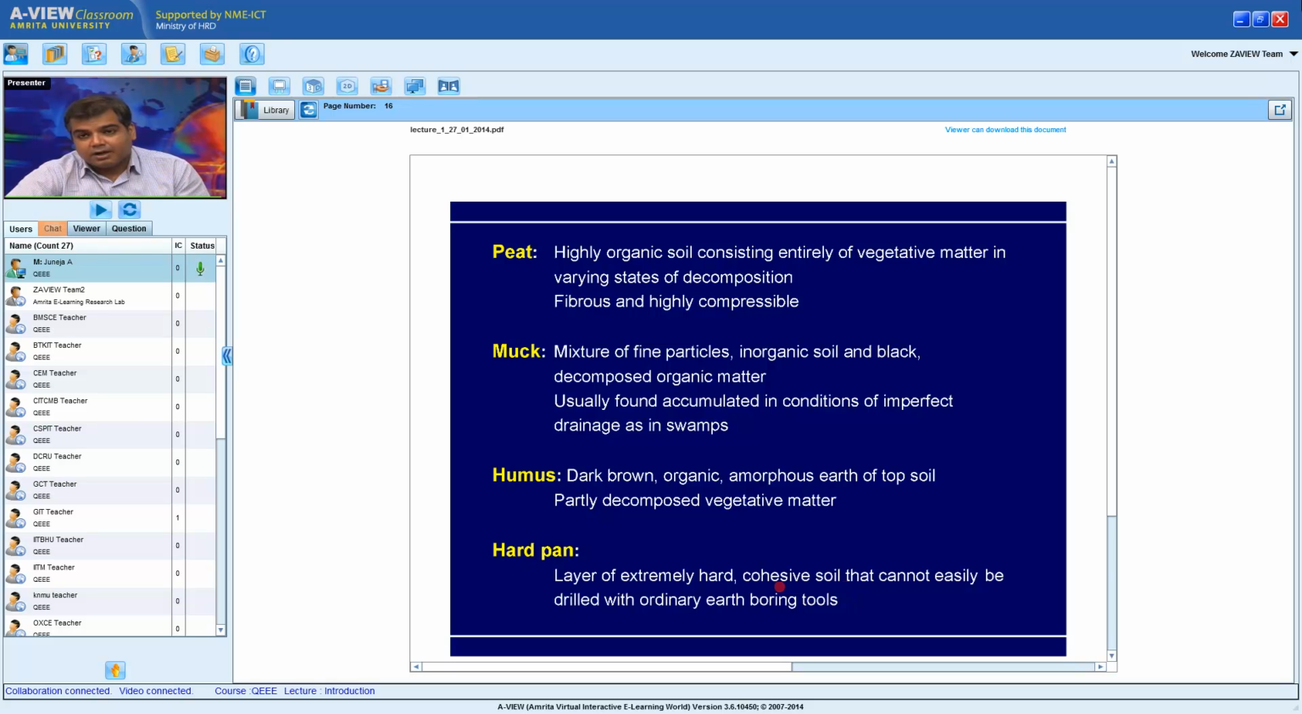You'll find a lot of these hard pan deposits in the northern regions of our country, and it's difficult to drill, and most of these deposits are highly compressed. So despite being clay, you will find that the compressibility of these soils is extremely low.